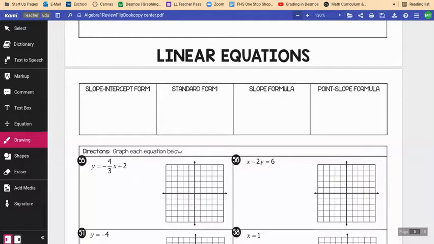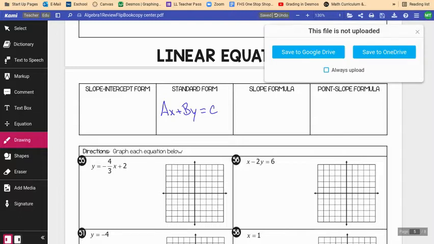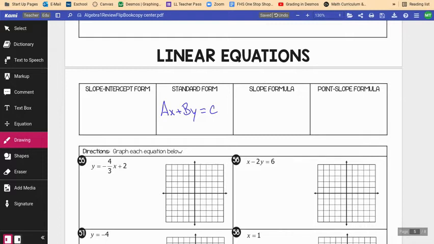So normally standard form is written as ax plus by is equal to c. Okay, so in standard form, the x and y variables are on the same side of the equation.